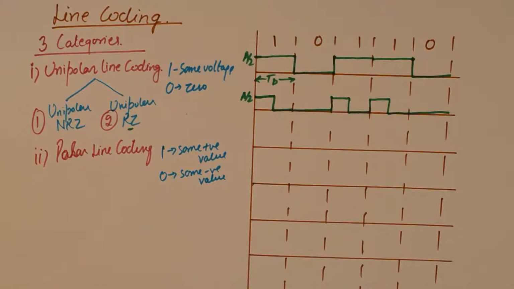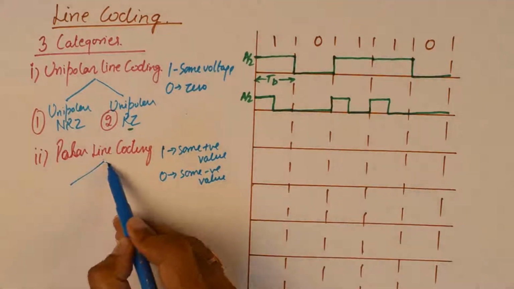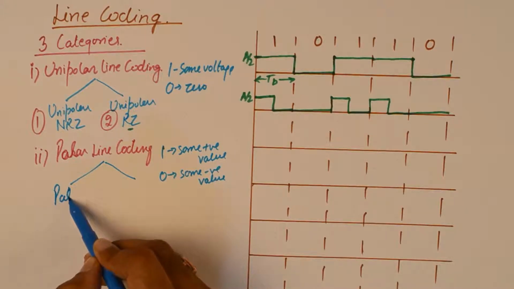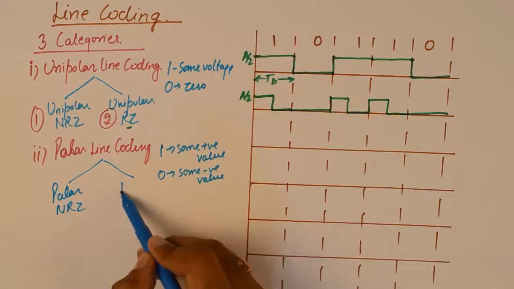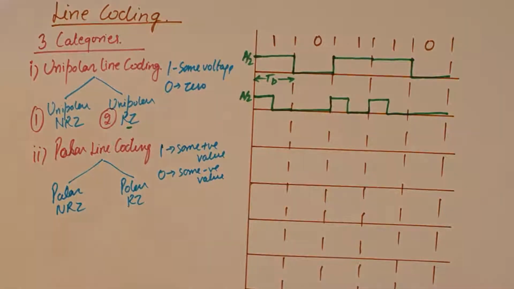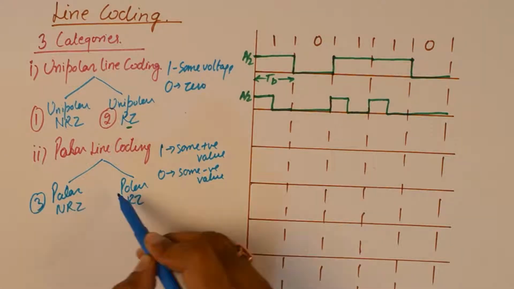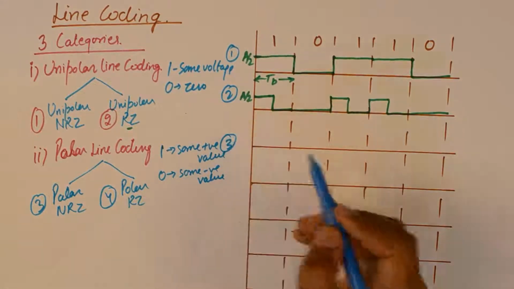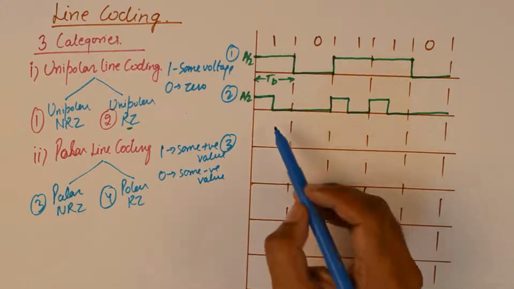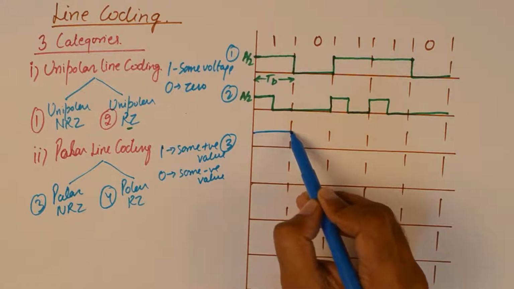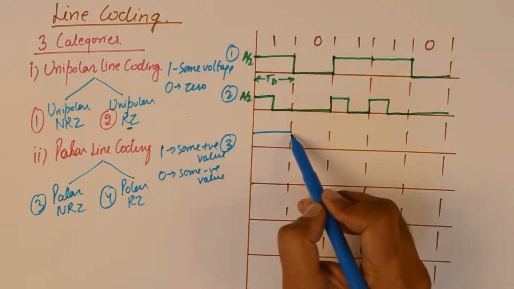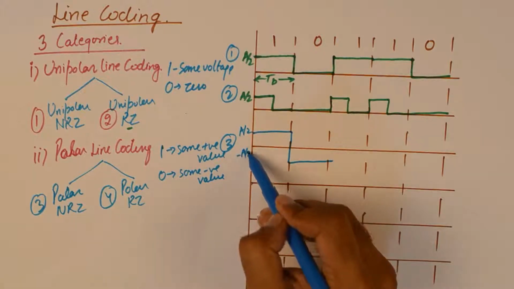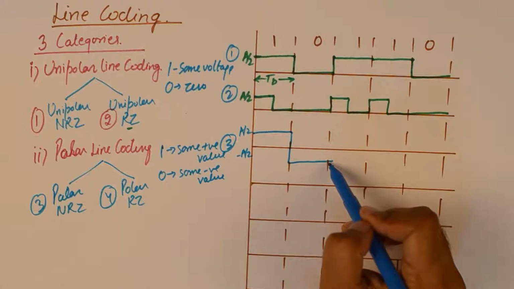And similarly, we have two subcategories: polar non-return to zero and polar return to zero. Now if I assign them as 3 and 4, 3 would look something like this. Polar non-return to zero: 1 will be assigned a plus A by 2 and it will stay for the entire bit period, and a 0 will be assigned a minus A by 2 and will stay there for the entire bit interval.